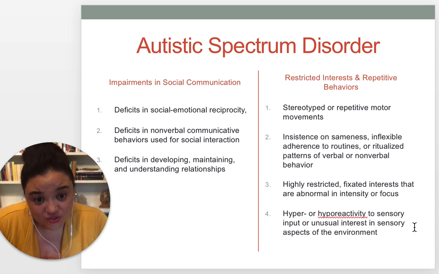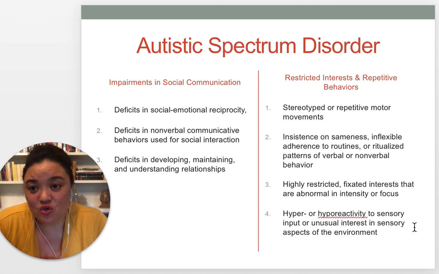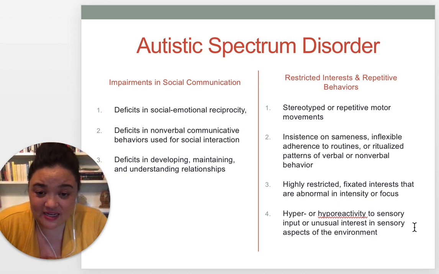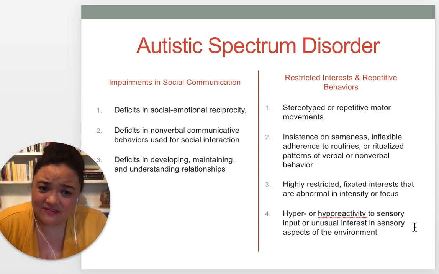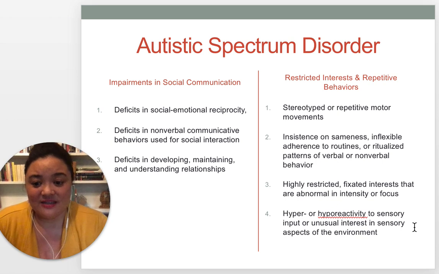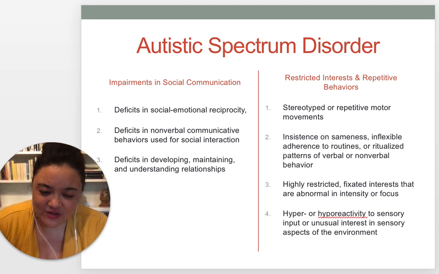On the other hand, their interest might actually be abnormal in topic. So I also worked with a student who was really fixated and interested in fans, so electrical fans. So one of his favorite activities was looking through a fan catalog, and he had every fan type memorized as well as the serial numbers. So that's an example of an interest that is abnormal in its topic, right? Because that's not something that most preschool children would be interested in, or at least not to that extent, right? And then finally, hyper or hypo reactivity to sensory input, right? Or unusual interest in sensory aspects of the environment.